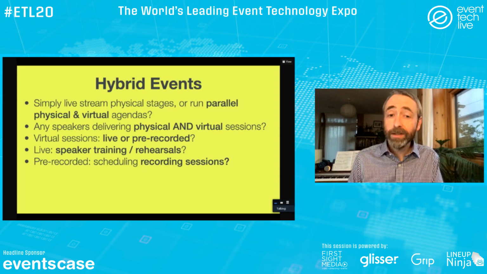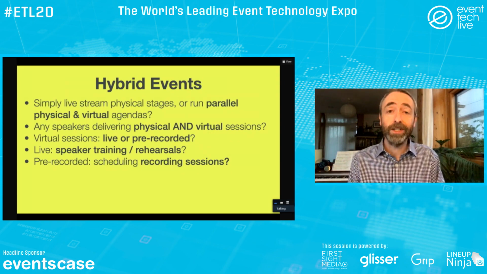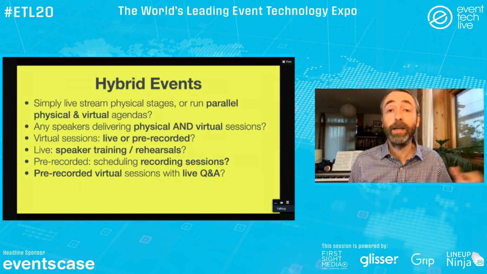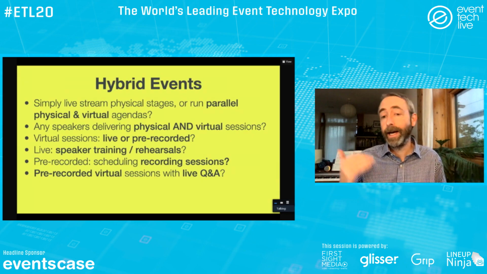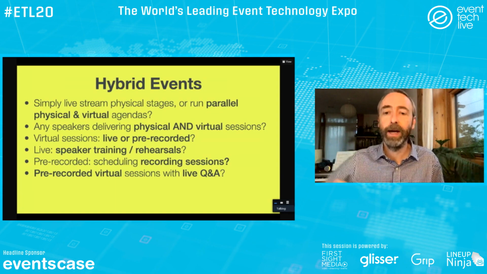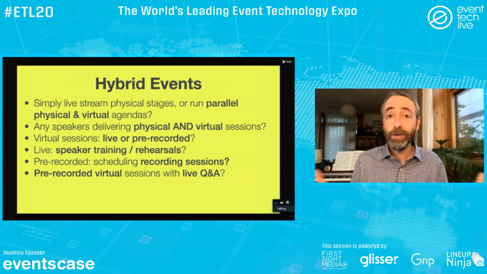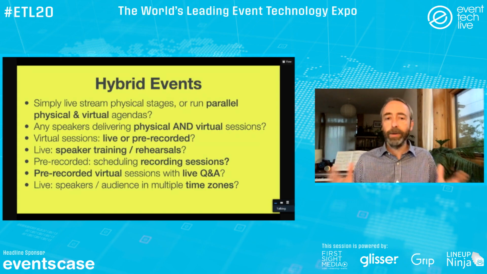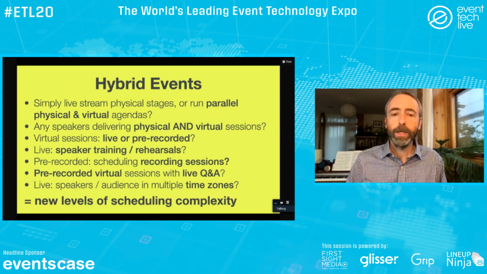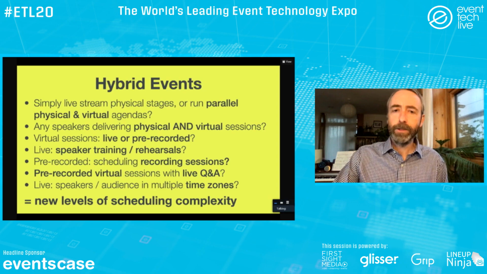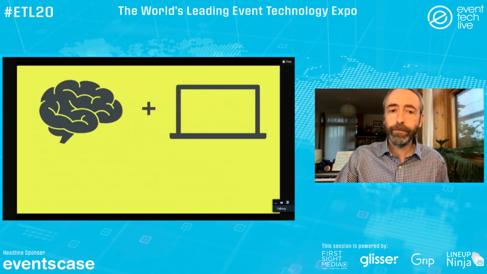For pre-recorded sessions, are you going to schedule your pre-recording sessions? And also for pre-recorded sessions, are you also going to have live Q&A like this session? So for this session, I'm pre-recording it now, then I need to schedule in the time at which it's going to be delivered so I can be there live to answer the questions. So again, 2 sessions for the price of 1, more scheduling. And then again, if you've got speakers who may be in a different time zone, how are you going to manage that? So it all adds up to new levels of scheduling complexity for hybrid events. And so this is challenging.